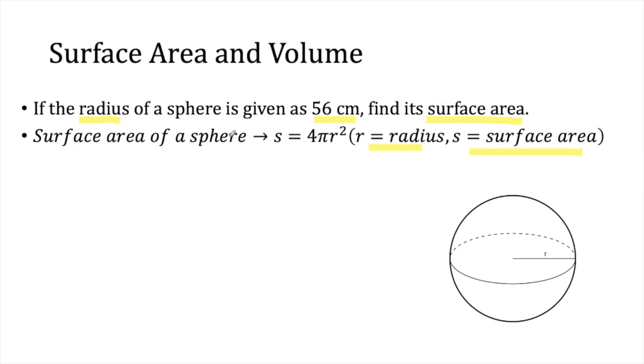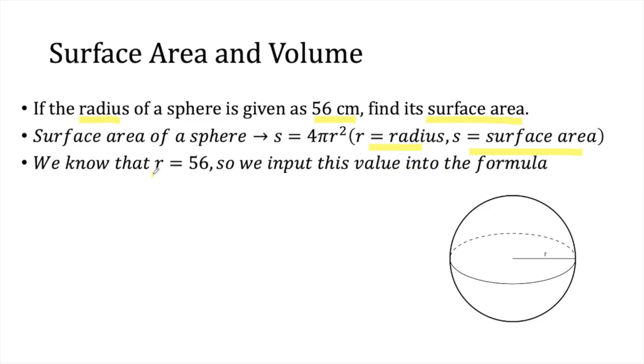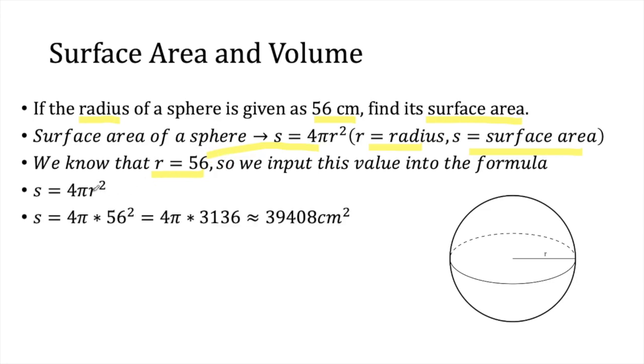So now we know that the radius is 56 centimeters. Since we know this value, we can input it into this equation for r. So we substitute 56 for r. That's our formula. We substitute 56 for r, and we find that the surface area is equal to 4π times 56 squared. Now again, this is a single variable equation. You have to solve for the variable S.